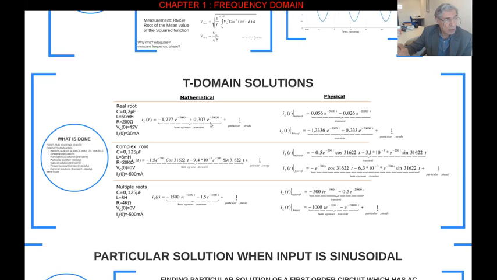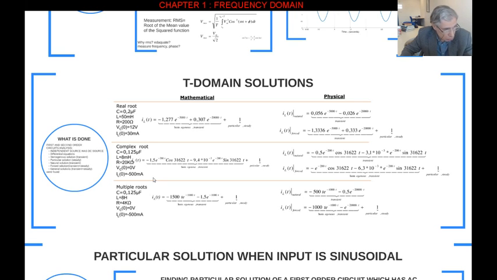There might be some special cases where this part is important. One of them is stability. If this circuit is unstable, this is going to be exponentially not decreasing but increasing. In this case, that means your circuit is going to burn. That means your circuit is astable, not stable.